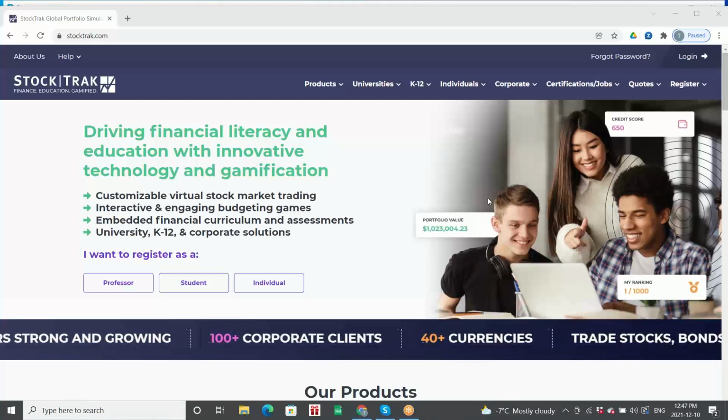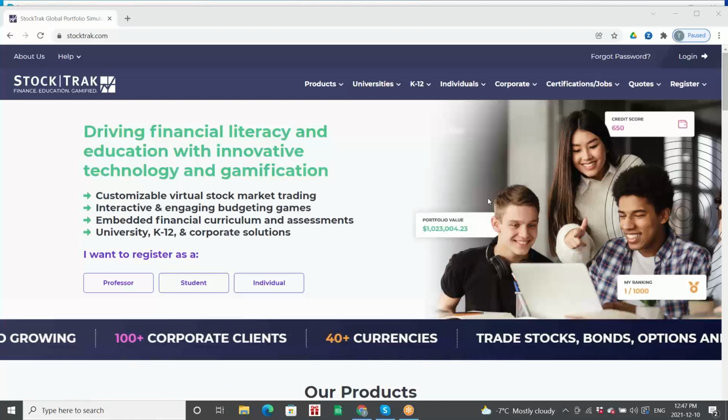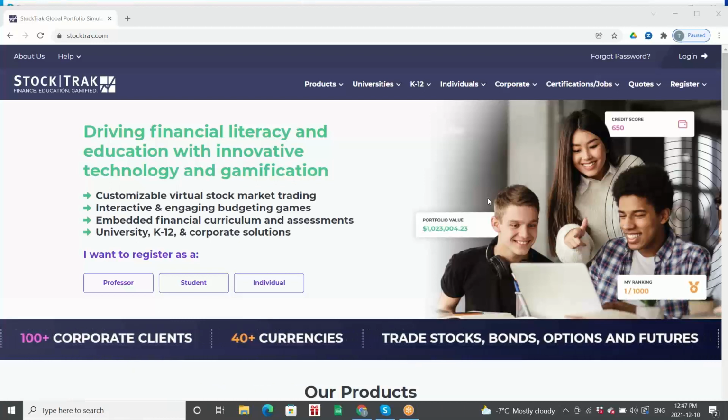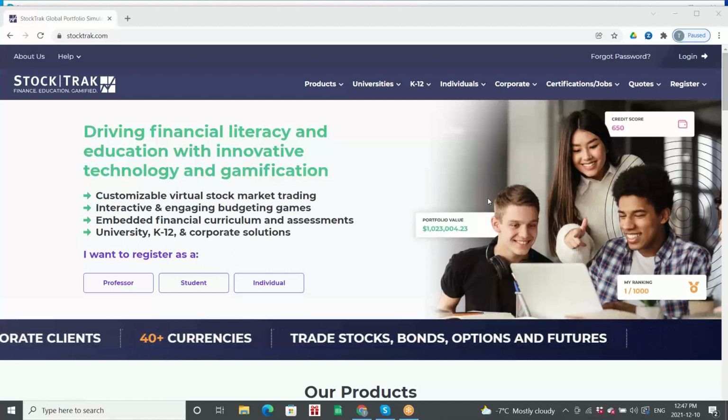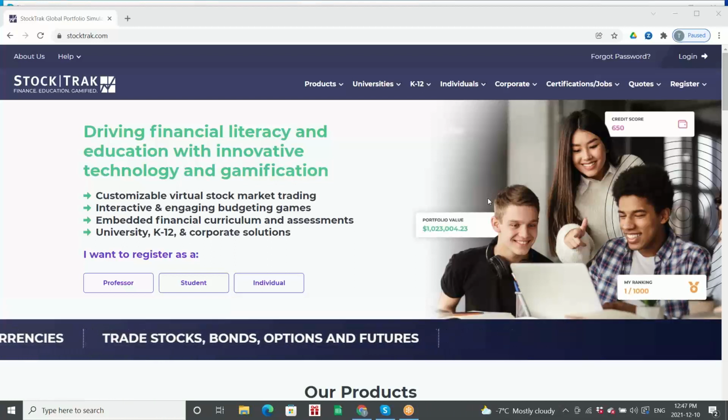What's really exciting about StockTrak is that it is a visual way to express your coursework. So how does that work? When we're talking about investments or portfolio management, we're really talking about the essential elements that go into constructing a portfolio.